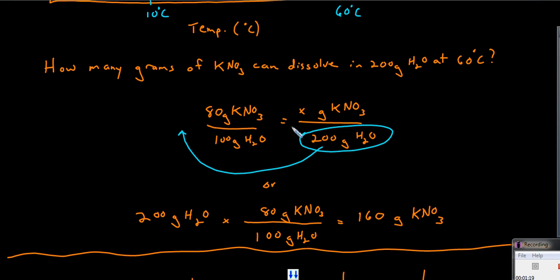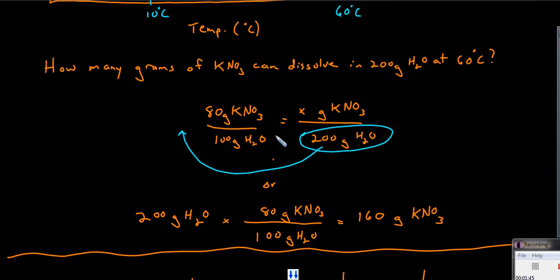We saw in the last case that if we double the amount of water, we could double the amount of sugar that could dissolve. Similarly here, if we have twice as much water, we should expect to be able to dissolve twice as much potassium nitrate. So this is described by a proportion, showing a direct relationship.